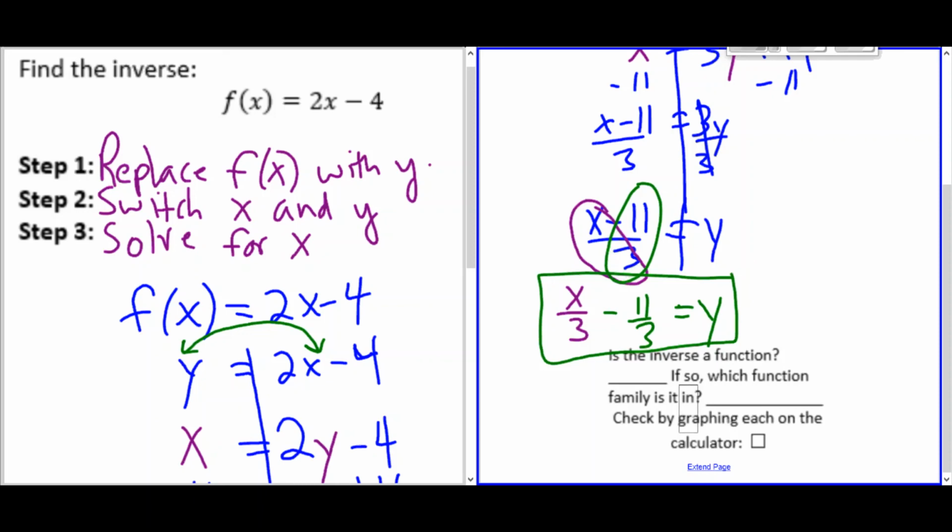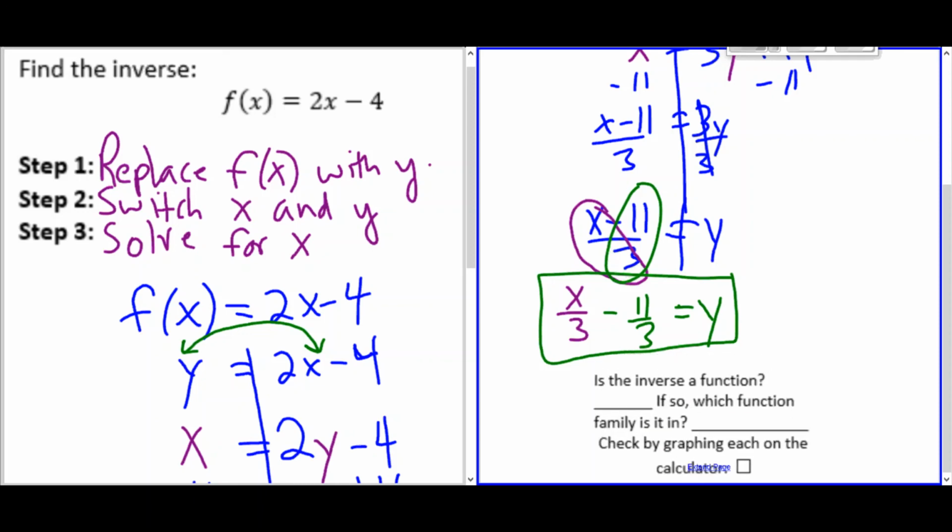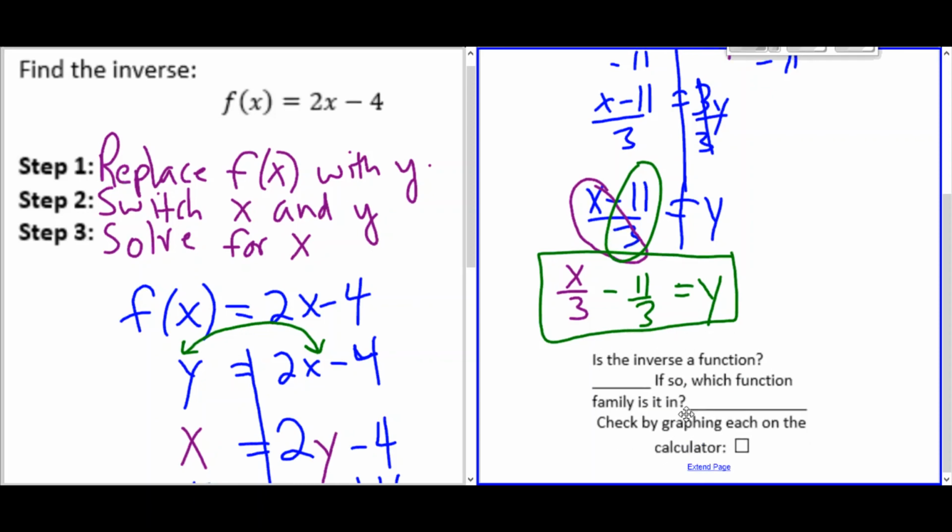And there's a couple of questions. You don't have to write them out, but just so we know, the inverse is the inverse of function. Well, even though we have division going on, these wouldn't be whole numbers. It is still a function. It is still linear. So we can say yes, it's still going to be a function and it's still linear. So the inverse of a linear function, guys, is always linear.